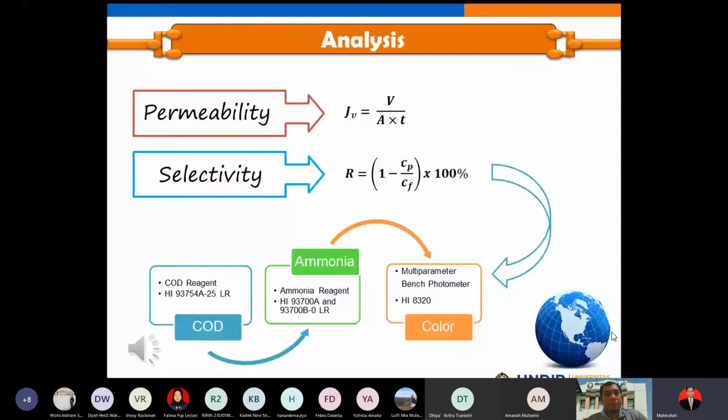Oops, actually, there are three analysis parameters, I forgot to add it in my presentation. The other parameter is cleaning efficiency. Cleaning efficiency itself has three parameters, namely flux recovery percent, fouling removal percent, and hydraulic cleanliness criterion. You can see it in the figure.